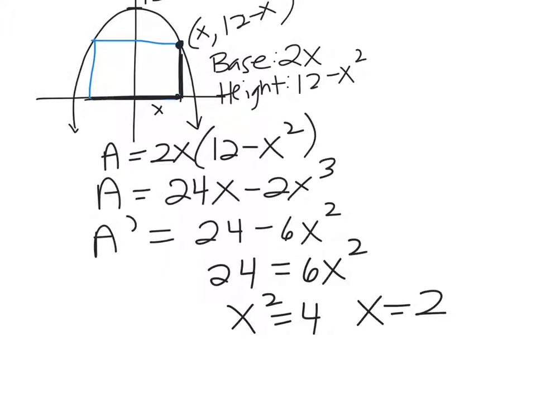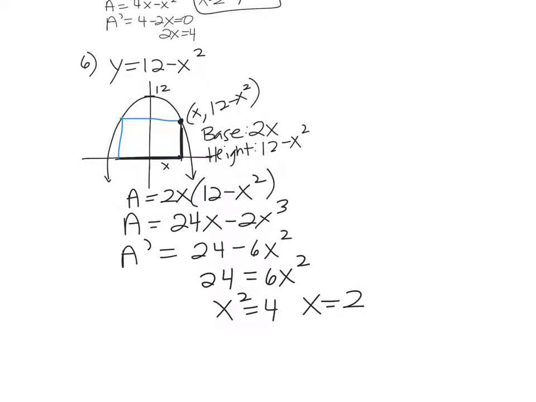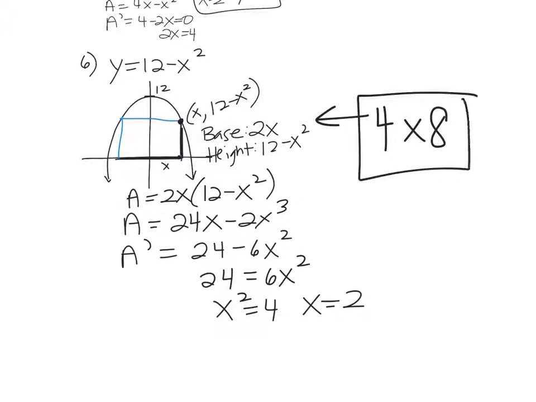All right, that's not the answer, though. Then you have to go back and say, okay, what are they asking for? What is the largest area, and what are the dimensions? So let's find the dimensions. It says the base is 2 times x, so the base is 4. And then the height is 12 minus 4, so it's a 4 by 8. It's a 4 by 8, which has an area of 32.